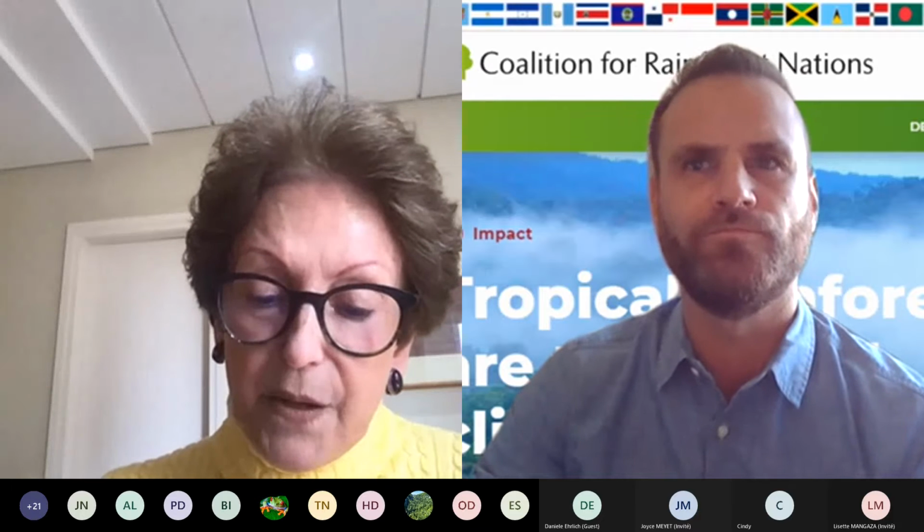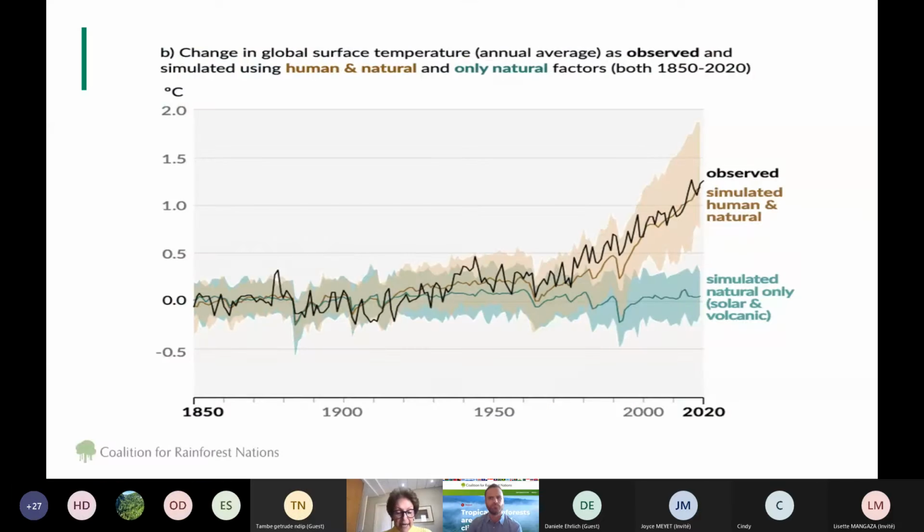So this slide shows the observations in black and the simulated changes using only natural factors. The line you see in blue is the range, and natural and human factors you see in brown, also within a range. As you can see, the blue line does not even get close to the observations shown in black, which can be well reproduced by the simulations using human and natural factors. So I hope that explains.